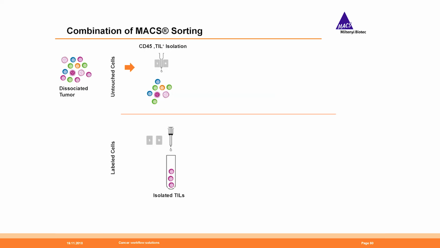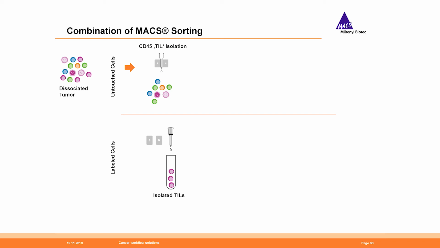Okay, so just to give you another idea what actually is possible with these different isolation steps, here's an example. You're starting off with the dissociated tumor cells. You use the CD45 TIL isolation. So what happens is all your CD45 beads will be here, and everything else goes through. So now you can take out your CD45 TILs and continue with these unlabeled cells.